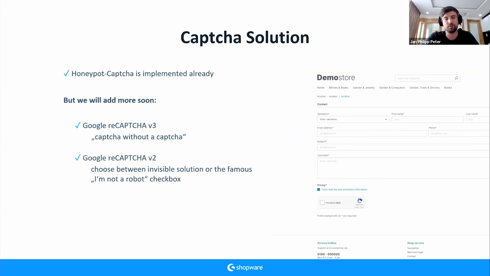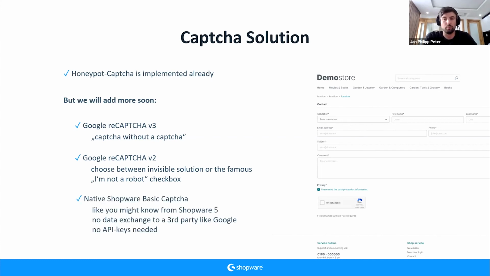This is also possible with version 2, and for sure with version 2 you can also decide on the "I'm not a robot" checkbox we all know and love. But for all of you who don't like a third-party solution, we will also provide a native solution by Shopware itself, like you might already know from Shopware 5. It was integrated there, so no Google, no API key, no exchange of any user data is needed for this one.